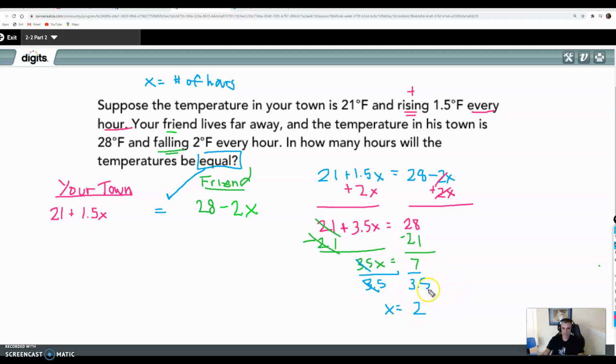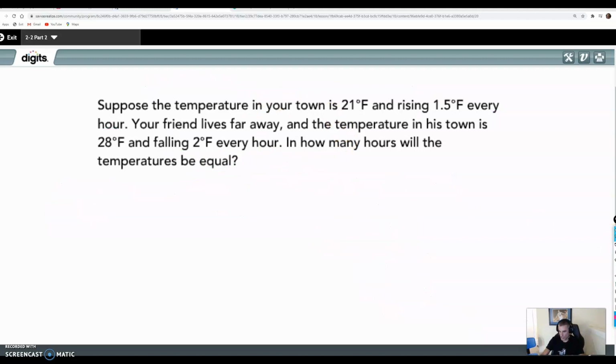So what this means is that, remember, x is our number of hours right here. So in 2 hours, the towns will have exactly the same temperature. Okay, that's one example where you're going to see an equation with variables on both sides. Let me do a second problem.